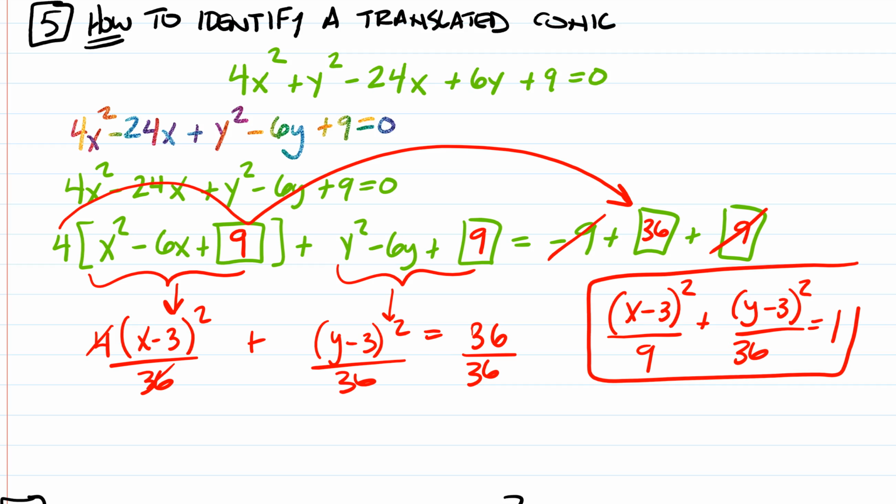And from here, we should be able to identify this conic section. This is an ellipse because I have a plus sign in the middle. The bigger number of the two is the 36, which is underneath the y, so that tells me it's an up-down ellipse. And the center is going to be at 3, 3. So that's how we can do all this together. It's called completing the square on each term.